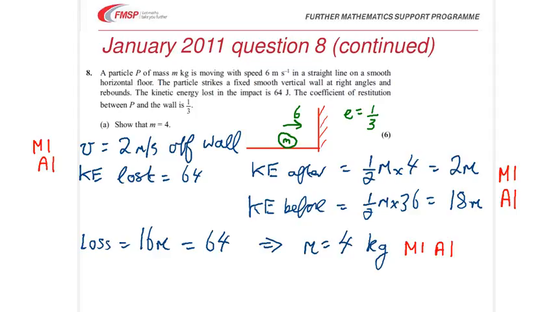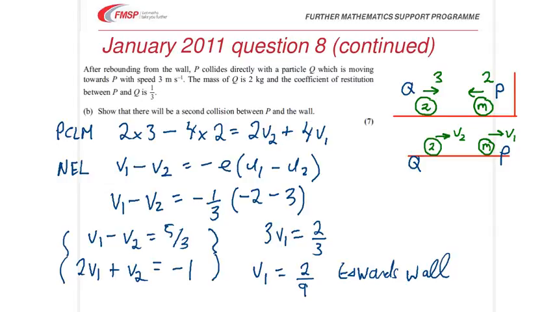And for the last bit, we've got M1A1 as usual for the method and for applying it correctly for the conservation of momentum, and likewise for Newton's experimental law. Then for solving the simultaneous equations, another method mark, an accuracy mark for V is 2/9, and for the statement that it's towards the wall, hence proving that there will be a second collision between P and the wall.